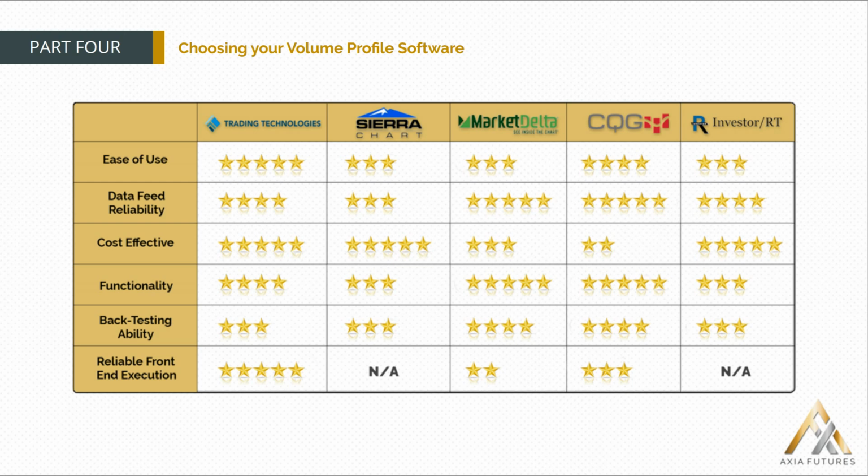Then, backtesting ability. This is quite important for predominantly traders that want to go into a more algorithmic, systematic approach, but it's also very important for us as traders when we want to backtest our various strategies. So again, it's highly crucial that you do not go cheap on a product that cannot backtest, because you will need this to develop your strategies. So as you can see, backtesting ability, Trading Technologies gets a 3, Sierra Chart a 3, Market Delta a 4, CQG a 4, and Investor RT a 3. Again, we can see the industry leaders, Market Delta and CQG, whilst more expensive, have incredibly good backtesting abilities.